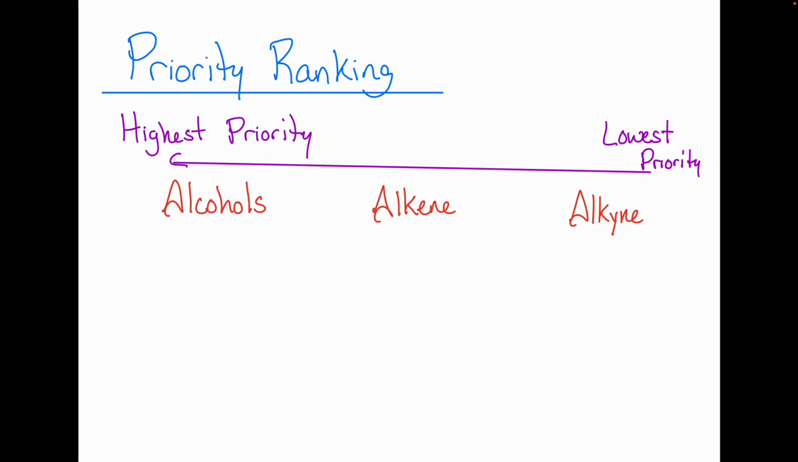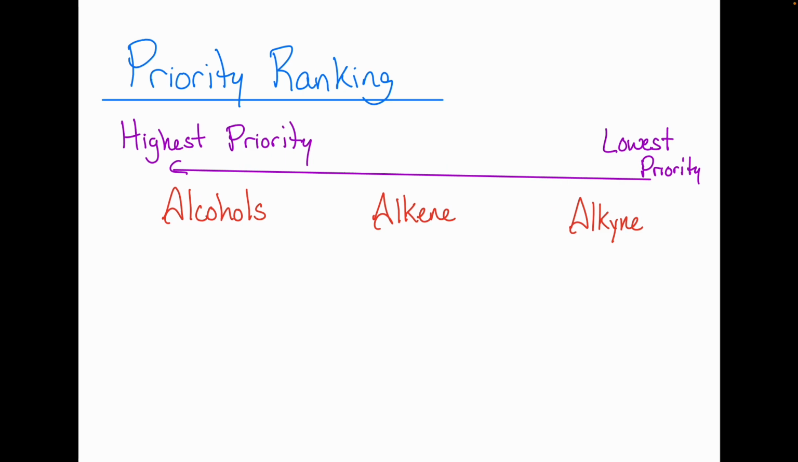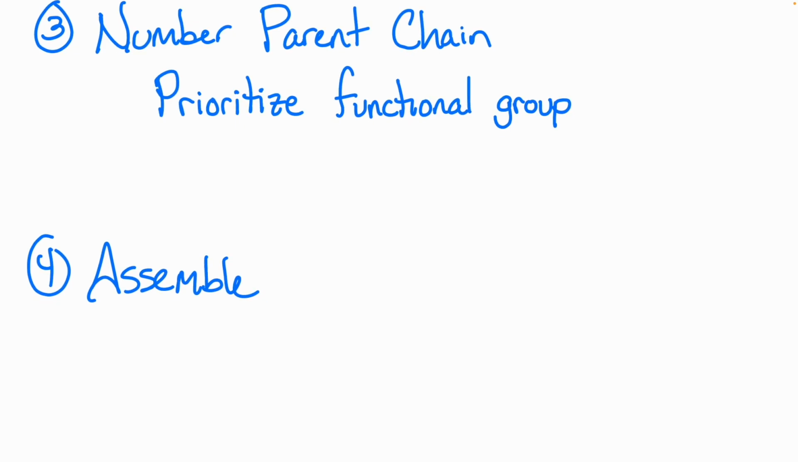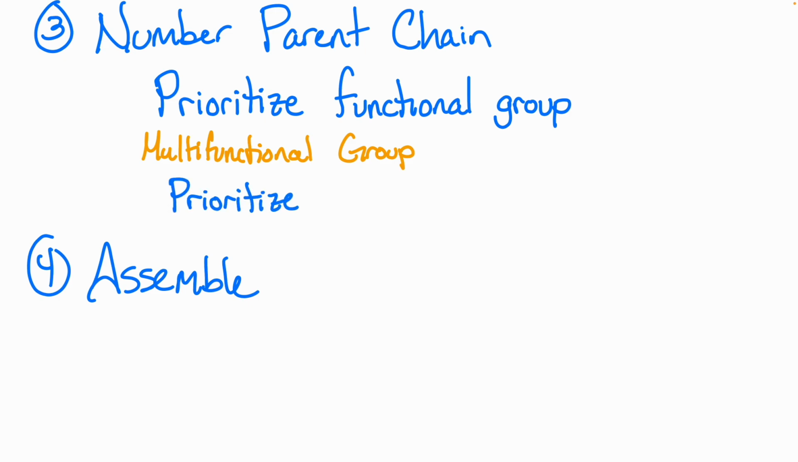Okay, so this is going to impact two aspects of the way in which we name our compounds. First of all, when we number this parent chain, as we said, we're going to prioritize our functional group. If we got multifunctional groups, which one do we think we're going to prioritize? The highest or the lowest priority group? The highest, all right? So for our multifunctional groups, we're also going to prioritize, but we're going to specifically prioritize that highest priority functional group.